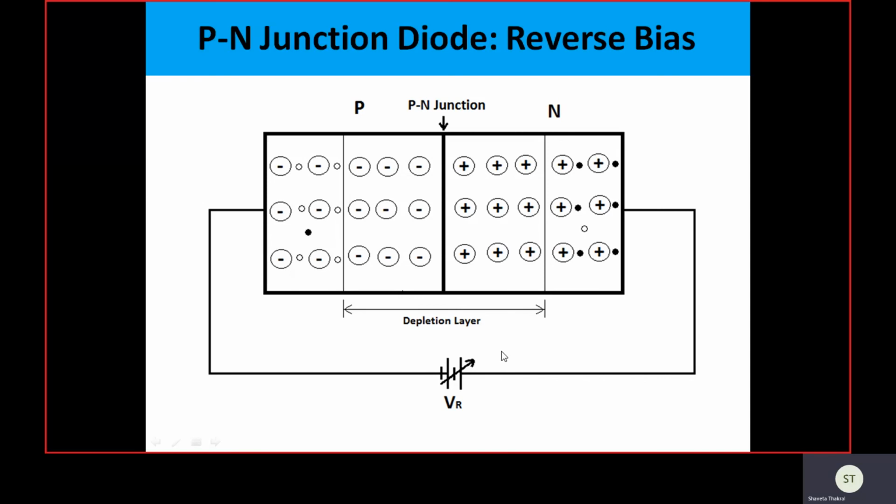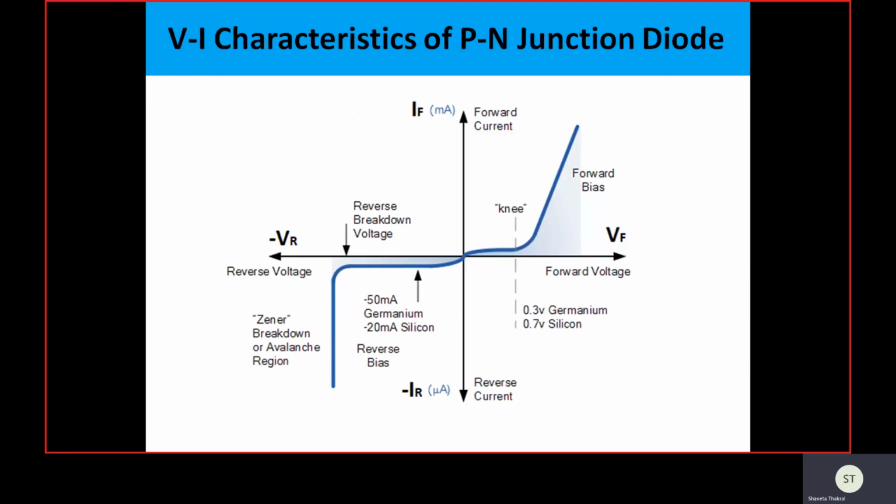The minority charge carriers are thermally generated charge carriers. So at a particular room temperature, the minority charge carriers are constant, so the current due to them is also constant. So we can say that the current due to minority charge carriers is limited as well as constant. That current is called the reverse saturation current. These are the VI characteristics of the PN junction diode.